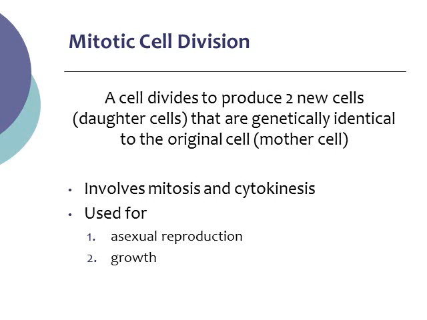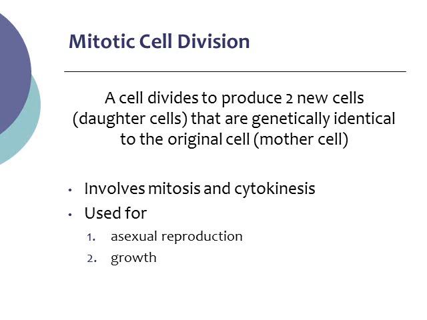So mitotic cell division, this is when a cell is going to divide and it's going to produce two new cells called daughter cells. And these two daughter cells are going to be genetically identical to each other, and they're also genetically identical to the original cell, which is referred to as the mother cell. So basically it's kind of like cloning. We're going to take one cell, divide it in half to get two identical cells from it.